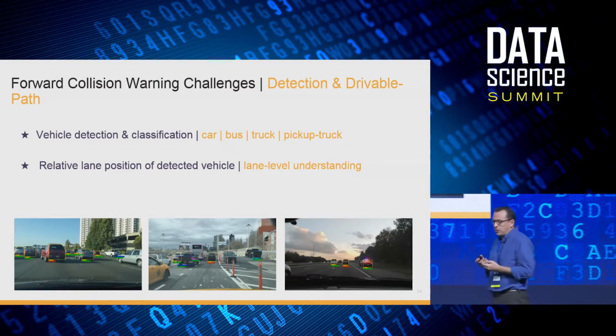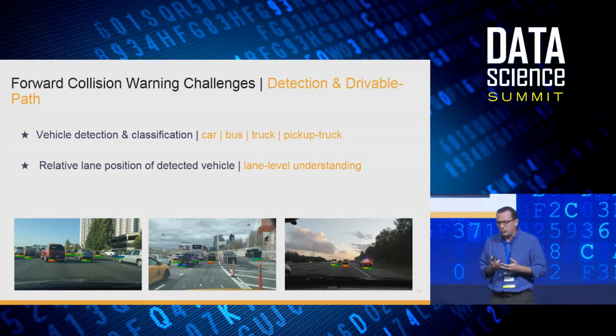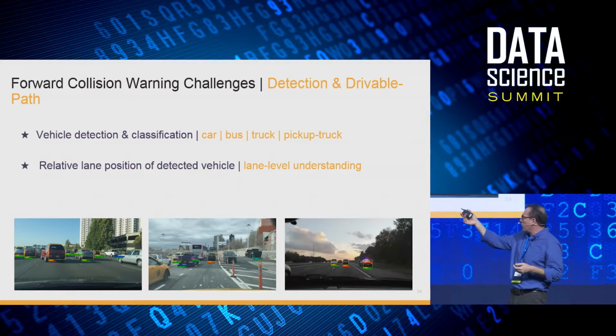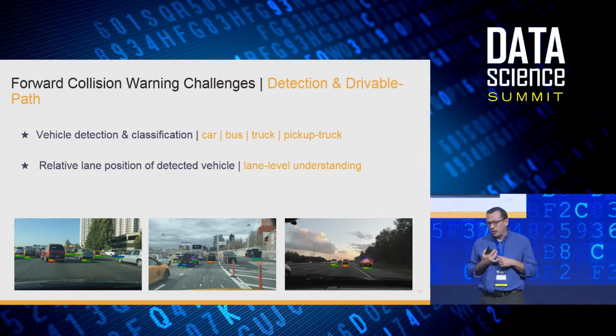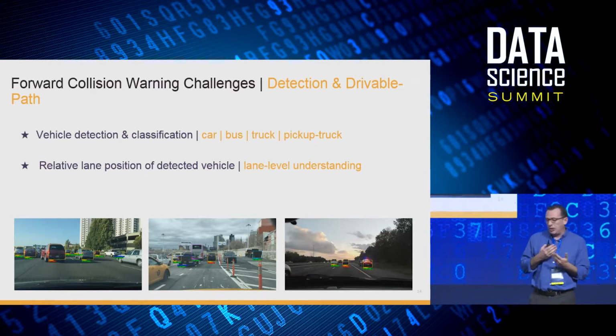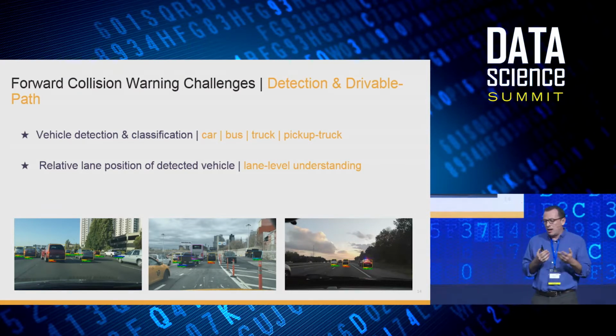Okay, so let's talk a little bit about the challenges that we have when we're building a forward collision warning. The first challenge is that, given an image, we want to be able to detect all the vehicles in that image. Ideally, we put bounding boxes like we see here around the vehicle, and we want to classify the type of the vehicle. So is it a car, bus, truck, or a pickup truck? The other thing we want to do is figure out the relative lane position of the detected vehicle. And this is important because I want to figure out, am I on a potential collision course with this vehicle, or is it something that is not relevant to me at all.